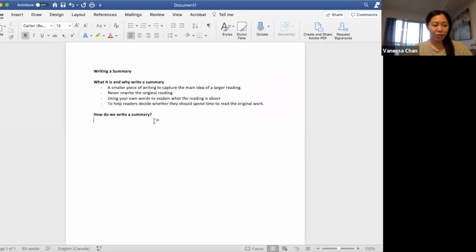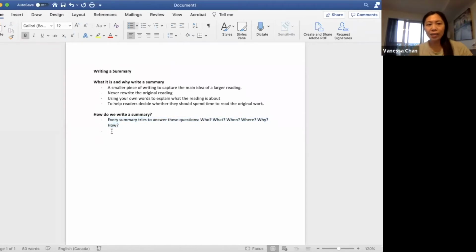A summary really answers the basic questions that reporters tend to ask and try to answer as well. So it will be the 5 W's and the H, right? Who, what, where, when, why, and how. As long as you answer all those questions, you pretty much have a pretty good summary. So every summary tries to answer these questions: who, what, when, where, why, and how. So when you're writing, keep those questions in mind and see if what you're writing will answer all of these questions.